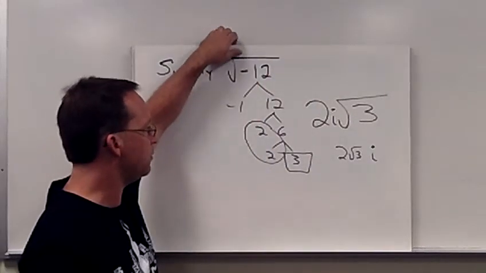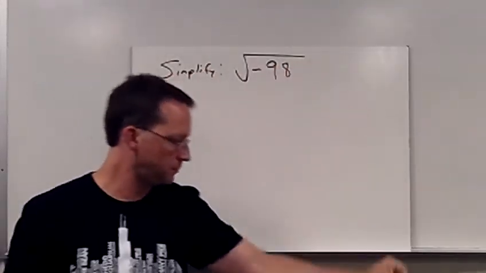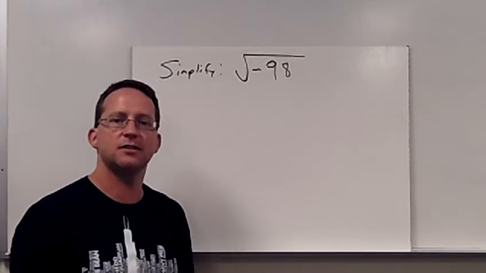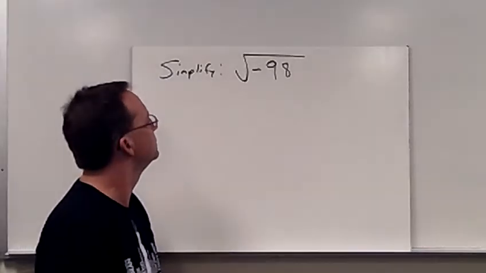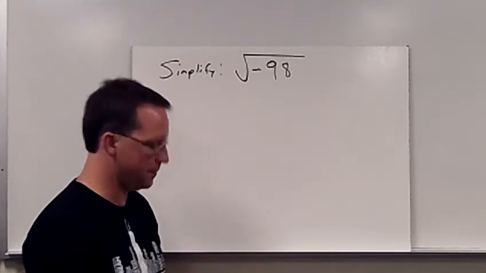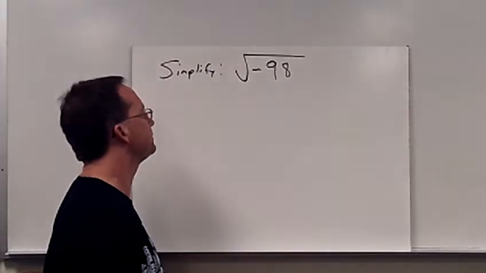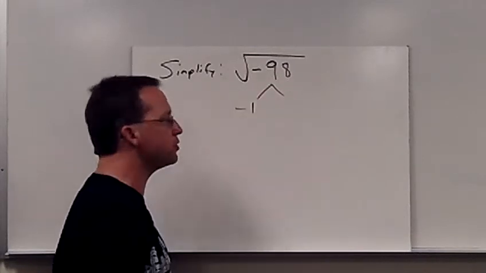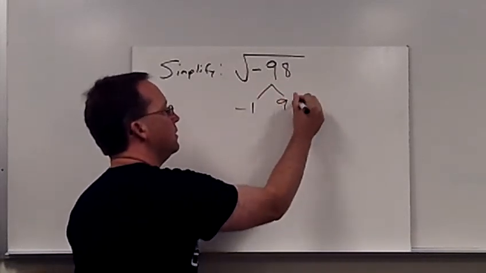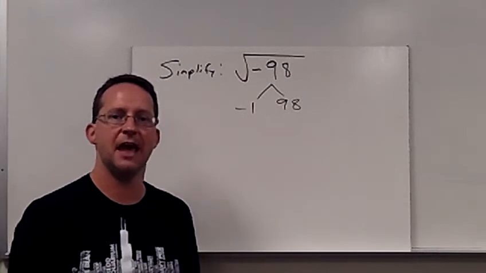Okay? I'll let you try one of these. Have you tried to simplify the square root of negative 98? Okay, you tried that. All right, we're going to break this down. Take out that negative 1 first, so we can just deal with the square root of 98.